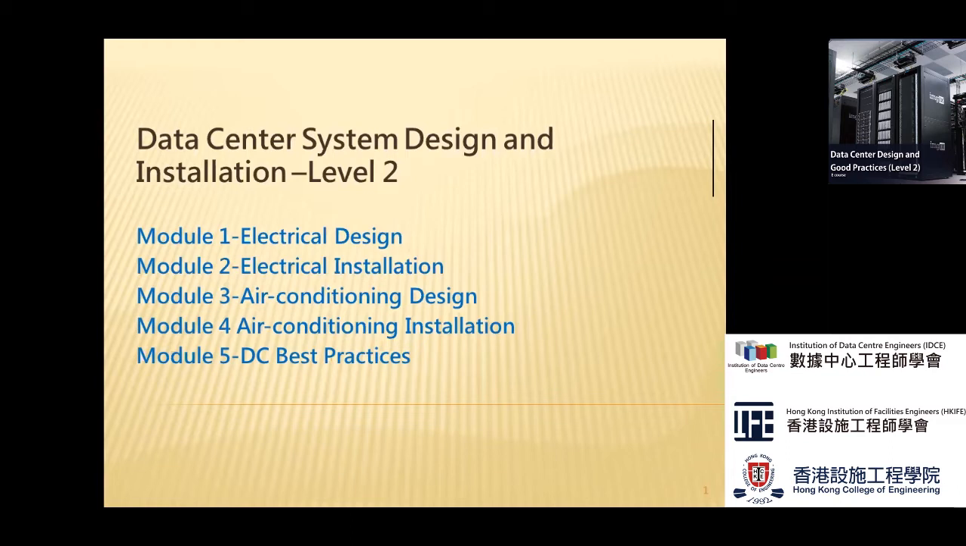This is a level 2 course, and within this course, we will be talking about 5 modules. Module 1 is about simple electrical design. Module 2 is for electrical installation. Module 3 is for air conditioning design, and Module 4 is for air conditioning installation. Module 5 is for data center best practices.